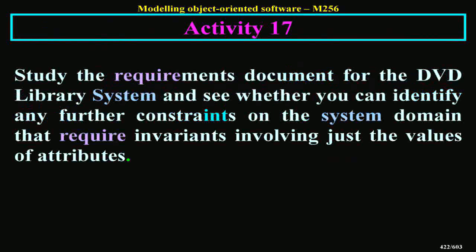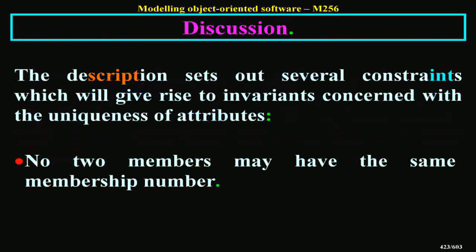Activity 17. Study the requirements document for the DVD library system and see whether you can identify any further constraints on the system domain that require invariants involving just the values of attributes.